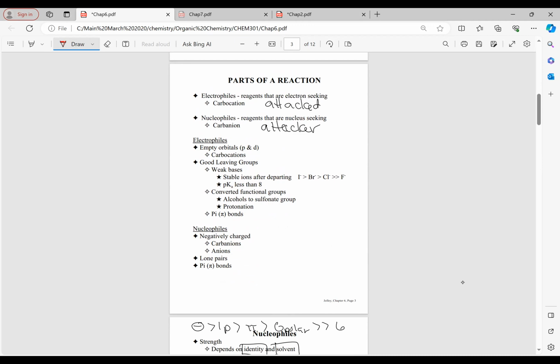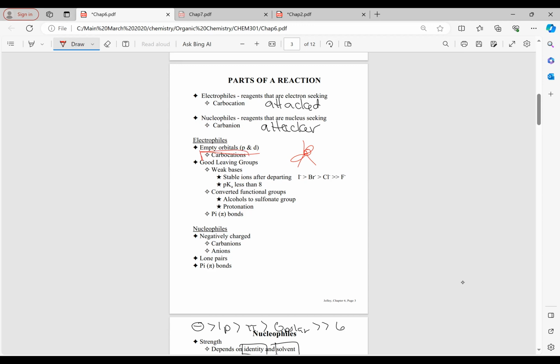An electrophile needs to be attacked. So it has to have a spot where a bond can form, or it can accept electrons. The first thing is empty orbitals. For instance, a carbocation has an empty p orbital, and anything with an empty p orbital or positives are very, very good electrophiles.